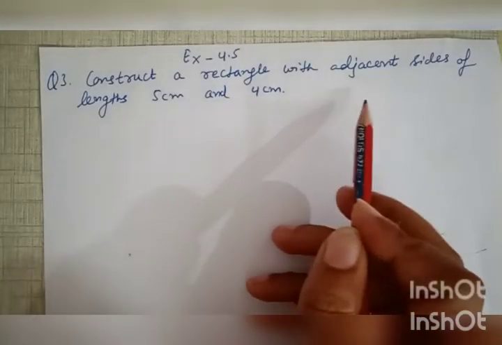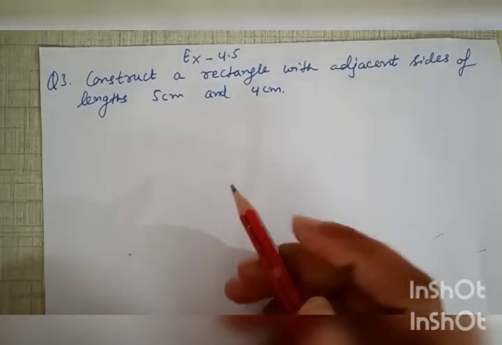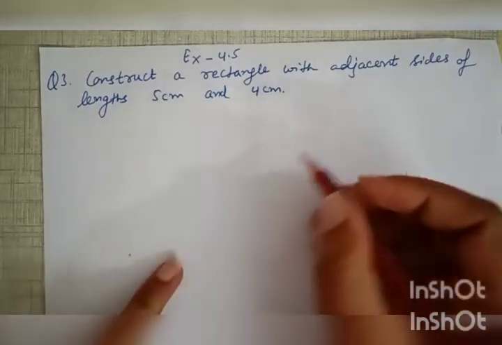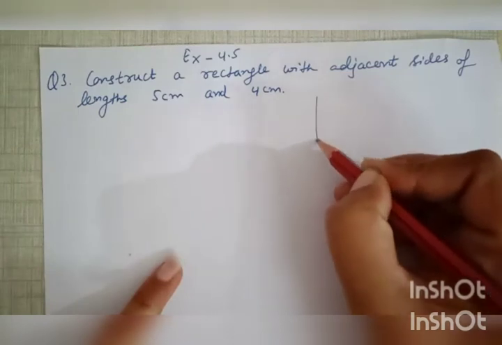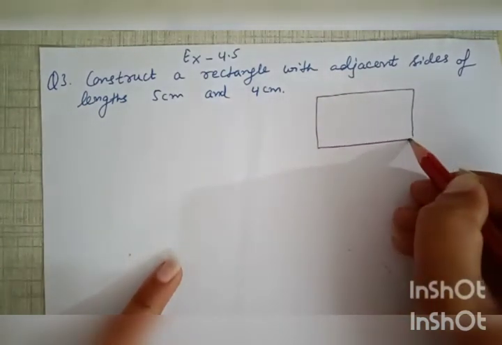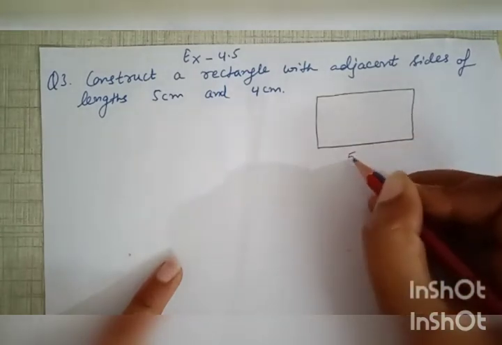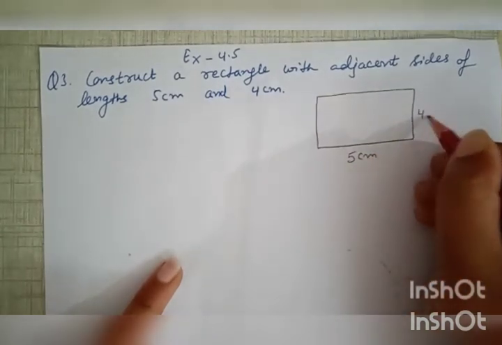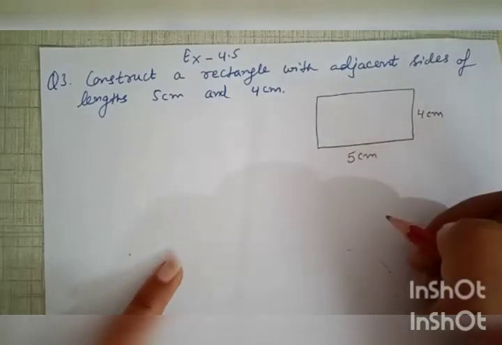Construct a rectangle with adjacent sides of lengths 5 centimeter and 4 centimeter. We have to construct a rectangle. So first of all, let us draw a rough rectangle. Its adjacent sides, it means length is given, breadth is given. We have to construct this rectangle.